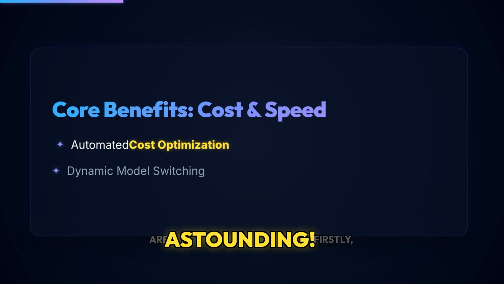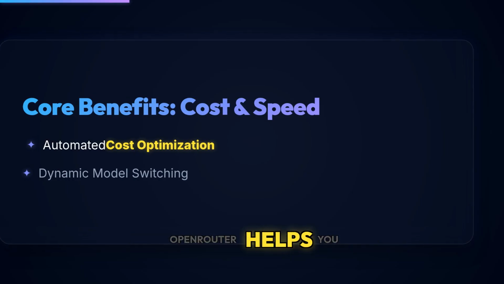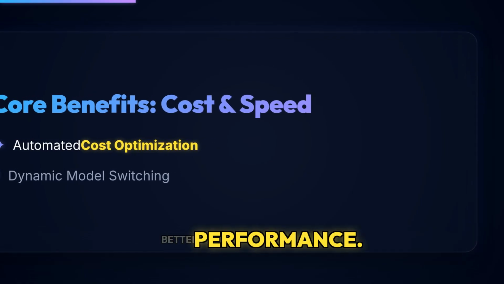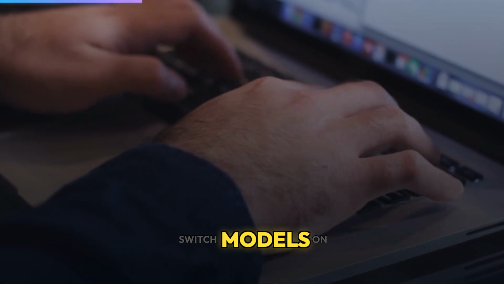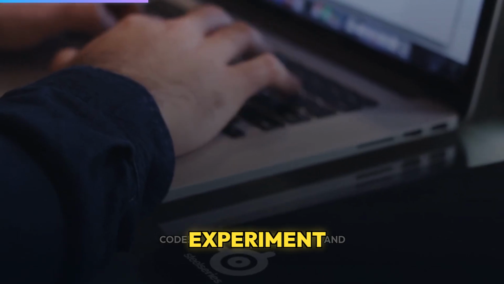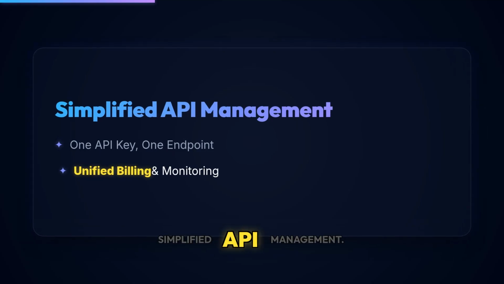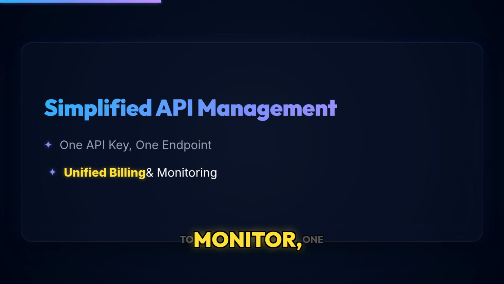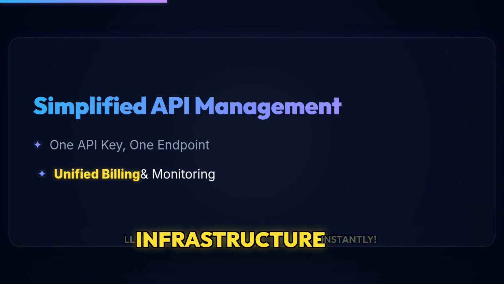The benefits are astounding. Firstly, significant cost optimization. OpenRouter helps you find the cheapest model for a given task, often with better performance. Secondly, unparalleled flexibility and speed. Switch models on the fly without changing a single line of your application code. Experiment and iterate faster than ever. Thirdly, simplified API management. One API key, one rate limit to monitor, one billing dashboard. Consolidate your LLM infrastructure instantly.